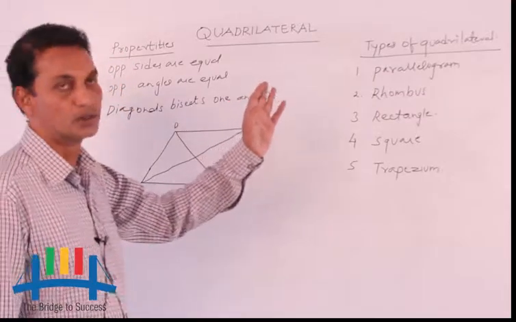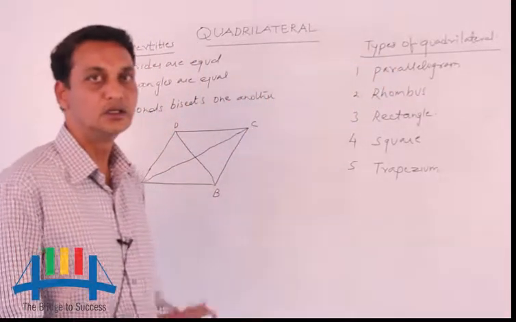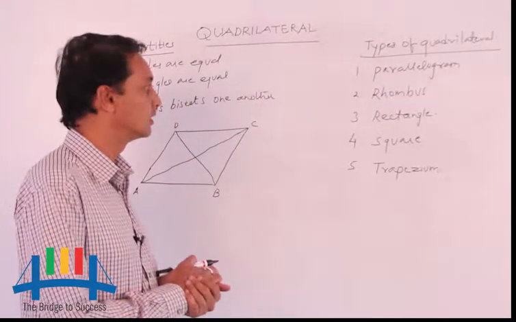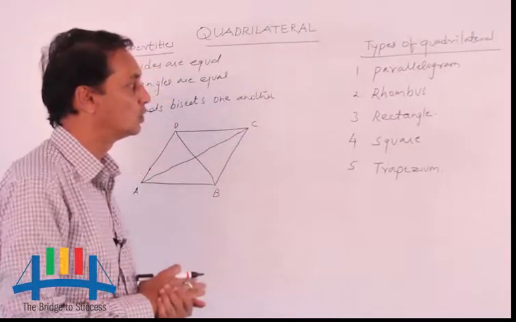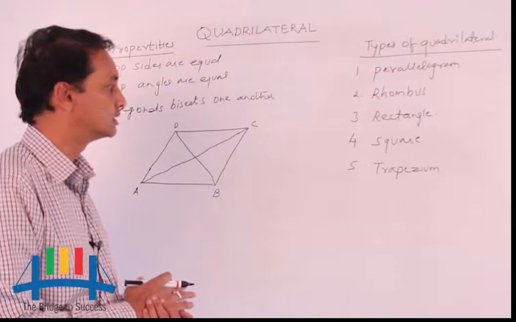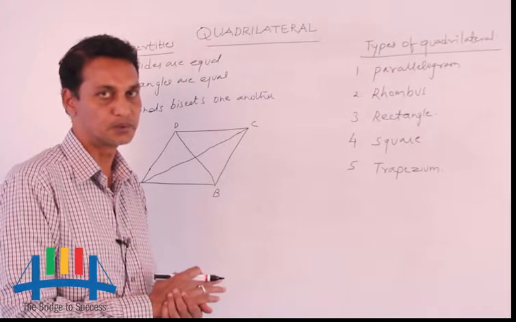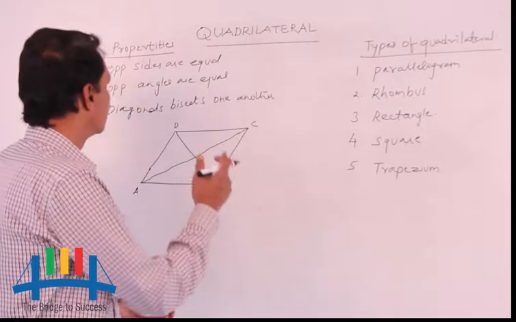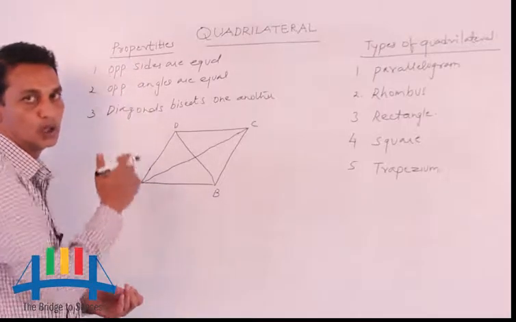Now we are going to see about types of quadrilaterals. In types of quadrilaterals we have many types. One is parallelogram, second is rhombus, third is rectangle, fourth is square, and fifth is trapezium. First, I want to explain the properties of a parallelogram.